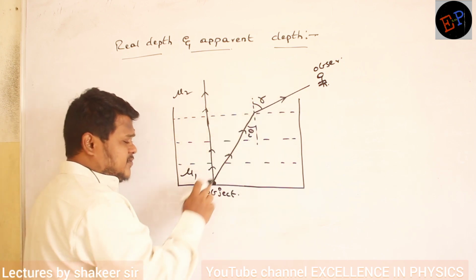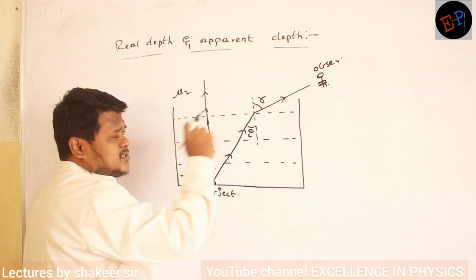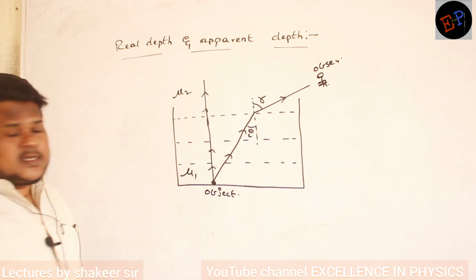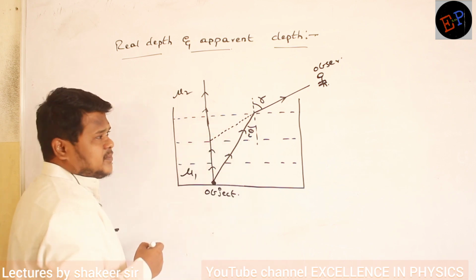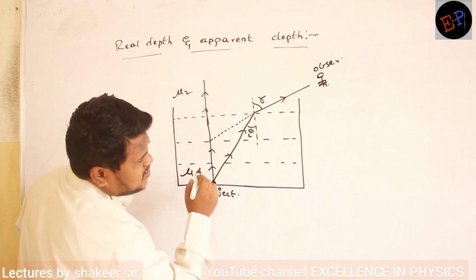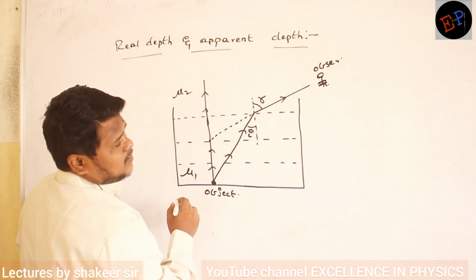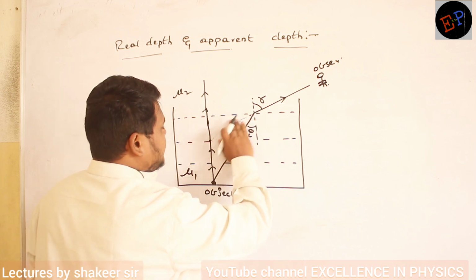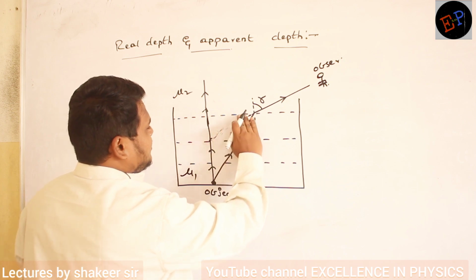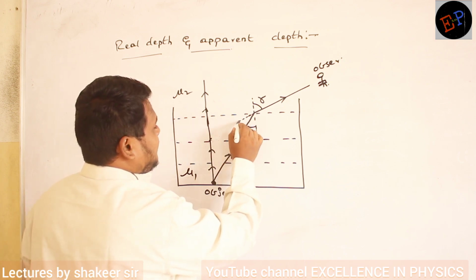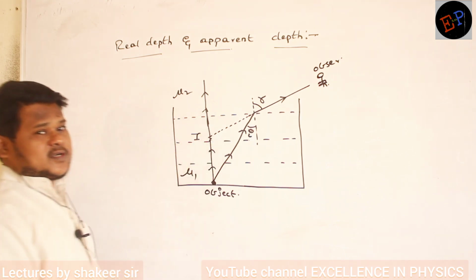So this person can definitely see this object. But the problem is that this person cannot see the object at its original position. He will see the image of the object to be present here. Is it straight only? Still it is not straight. Okay. So, this is what he will see.